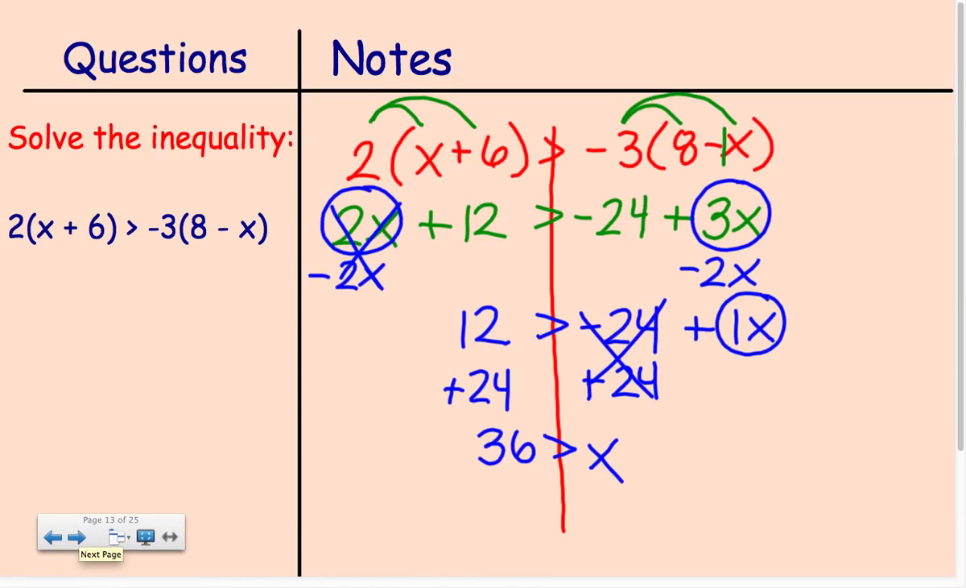I didn't have to multiply or divide by a negative on this one, but I do have the variable on the right and I want it on the left. So the Pac-Man mouth eats the 36. Pac-Man mouth needs to eat the 36.